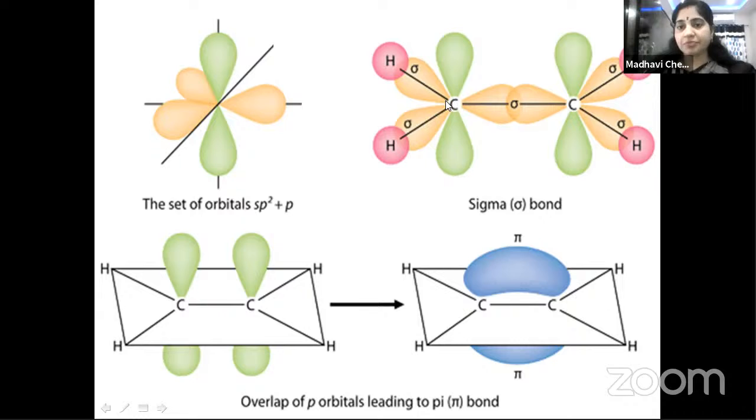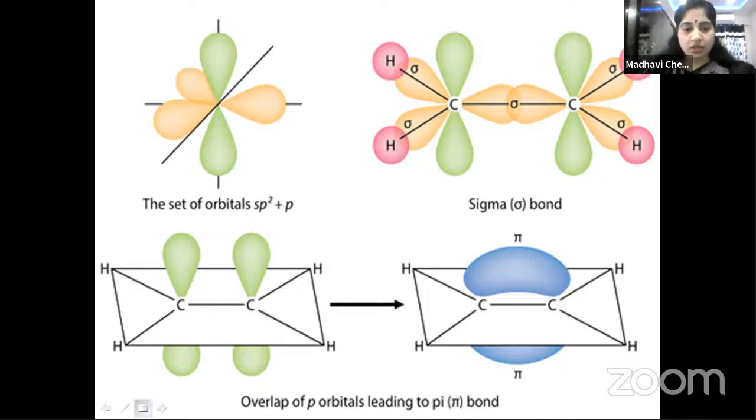Now listen, here each carbon has one unhybridized p orbital. These unhybridized p orbitals on each carbon are perpendicular to the plane. That's why they overlap in a sideways manner. See this, children, here how they overlap. They overlap perpendicular to the plane in a sideways manner. Once they overlap in a sideways manner, they form a pi bond.